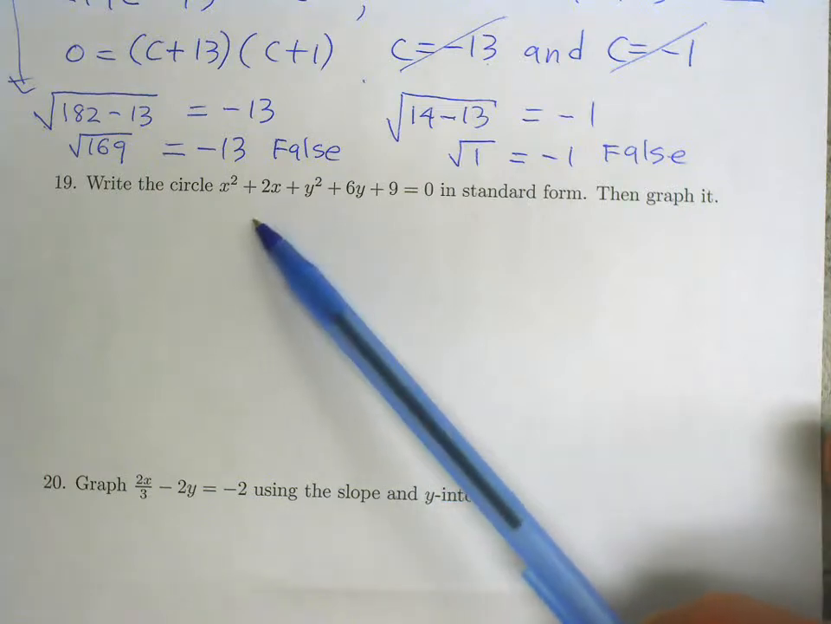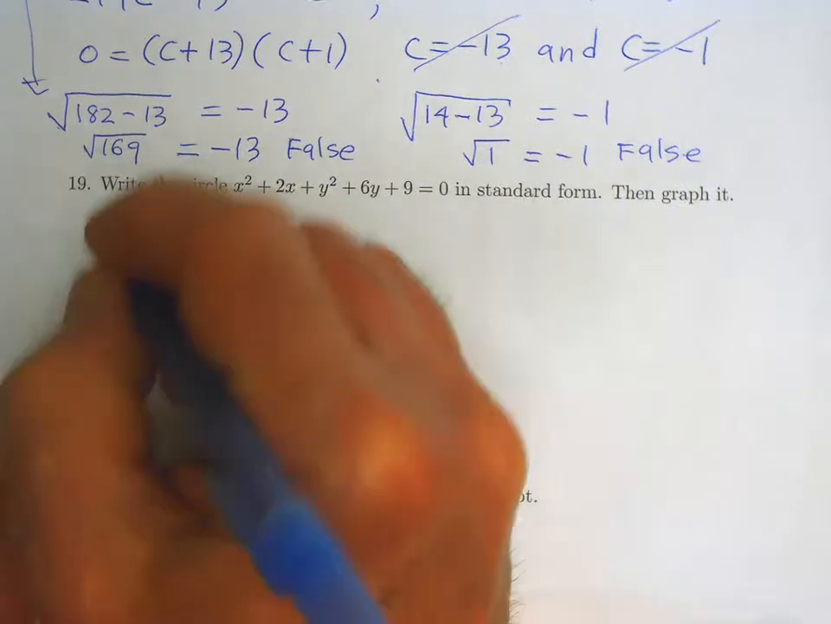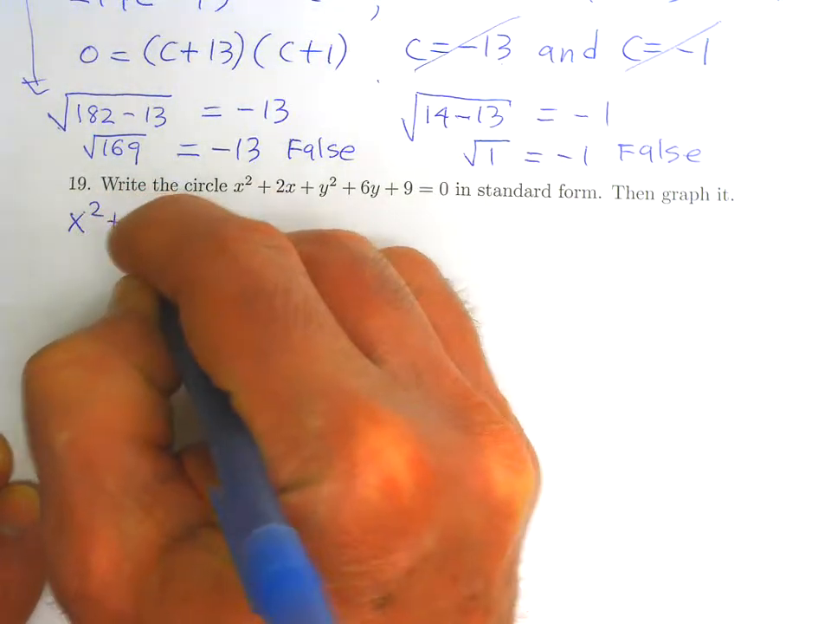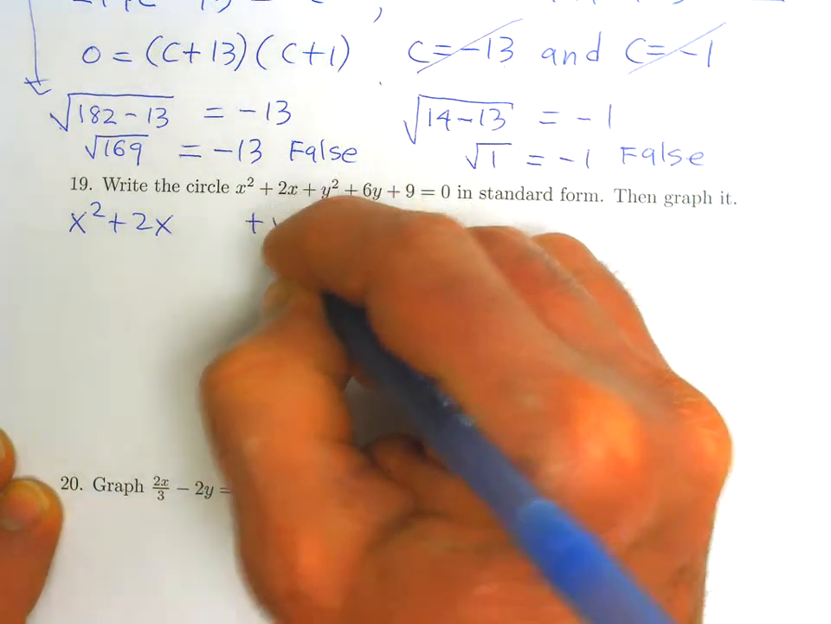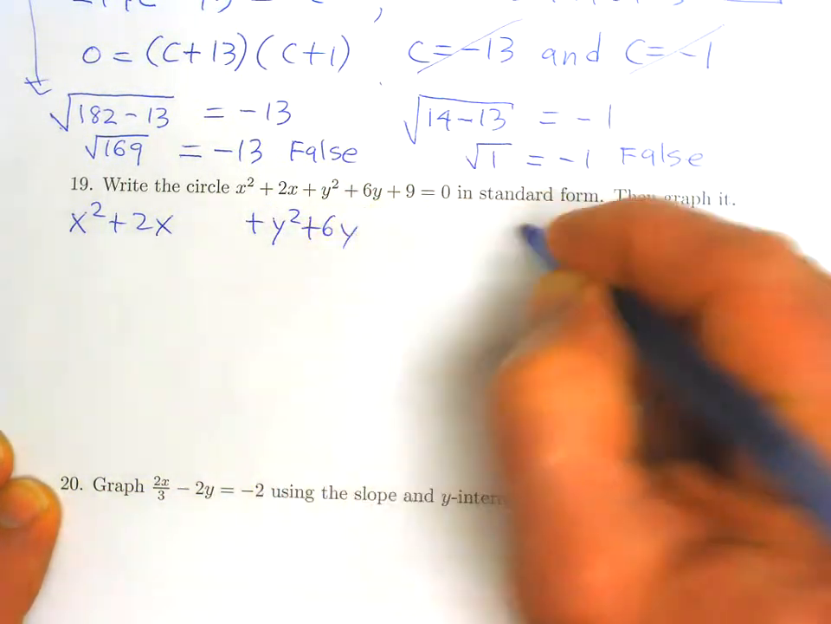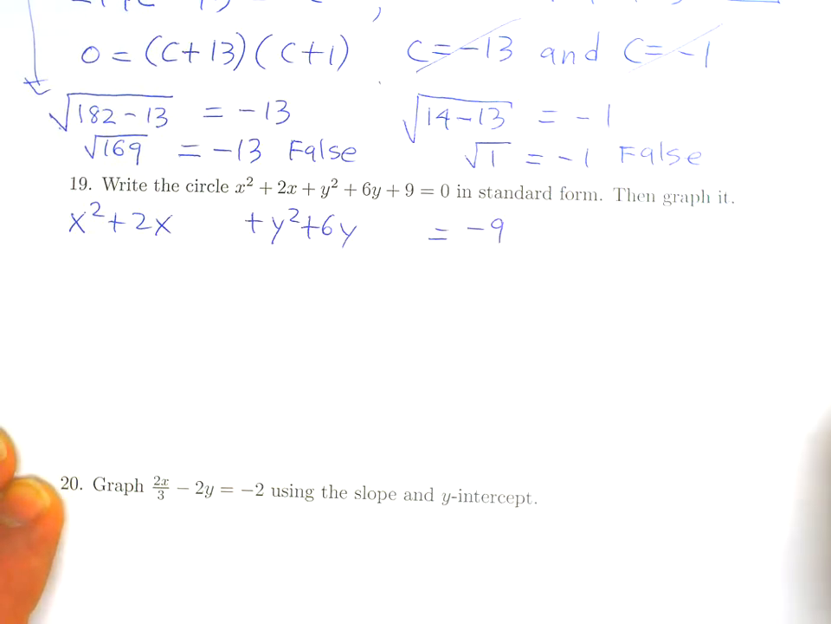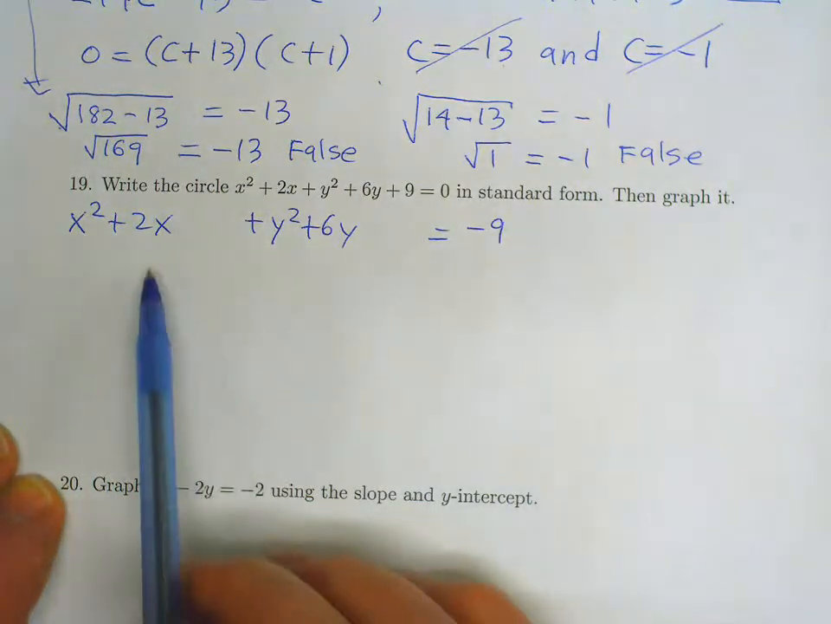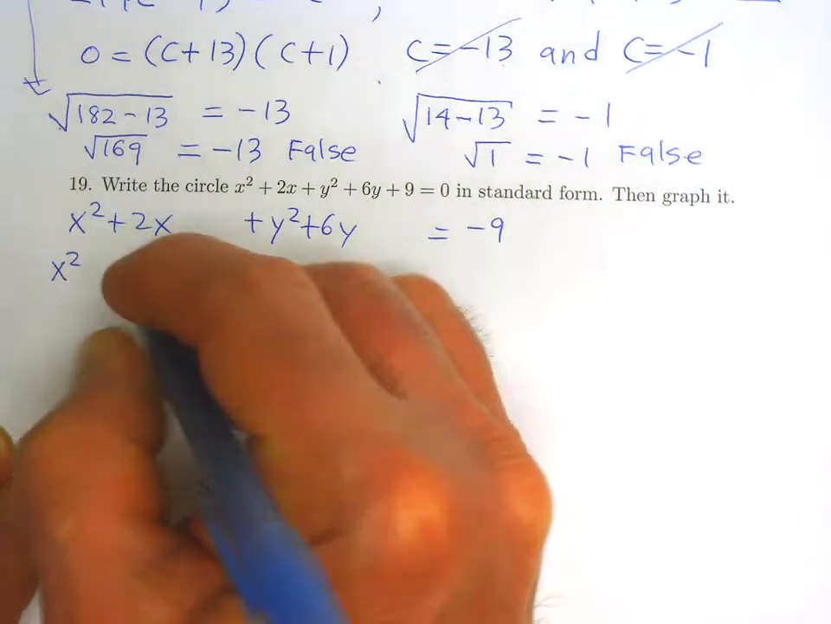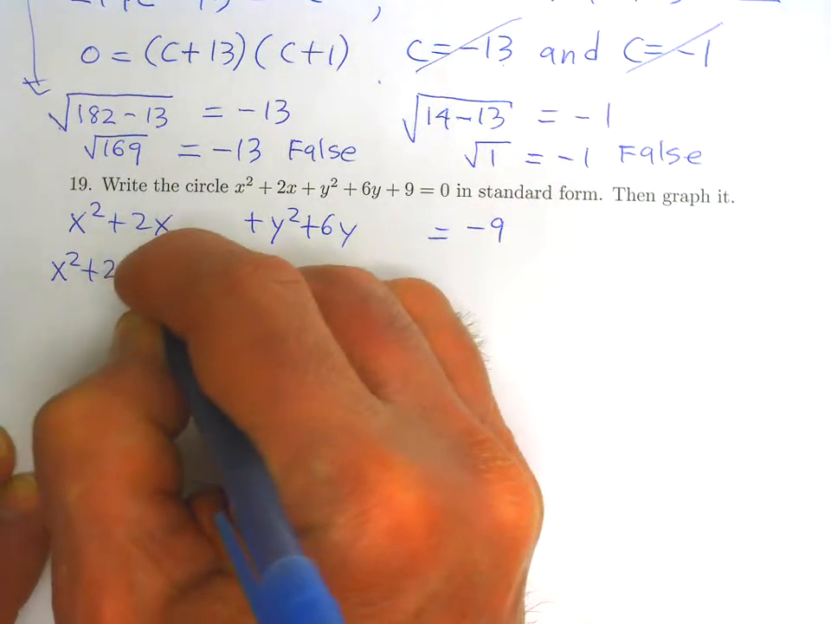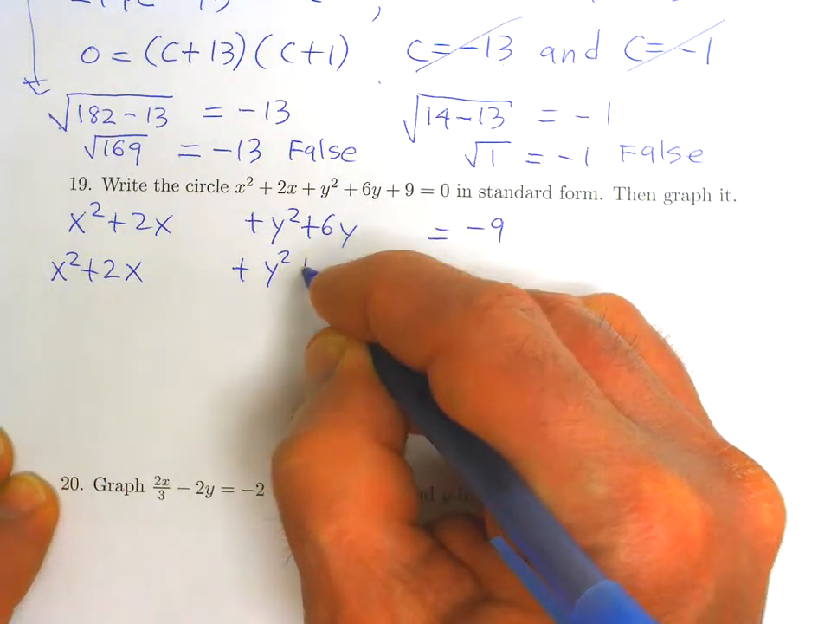Okay, so we want to get this into standard form. So we'll rewrite this as x squared plus 2x, leave some space, and then write plus y squared plus 6y. And then we want to subtract 9 from both sides. Okay, we're going to complete the square twice. We'll complete the square once on x squared plus 2x. A second time, we'll complete the square on y squared plus 6y.